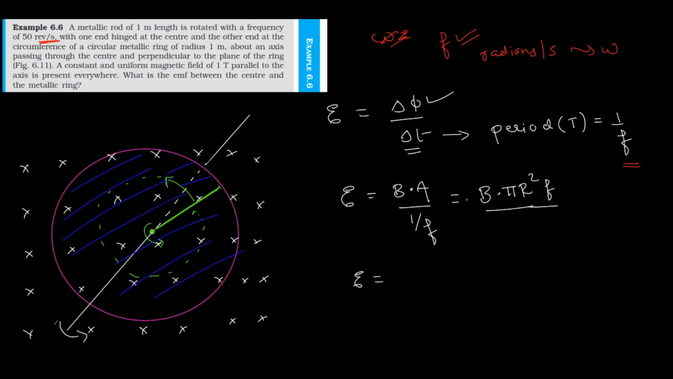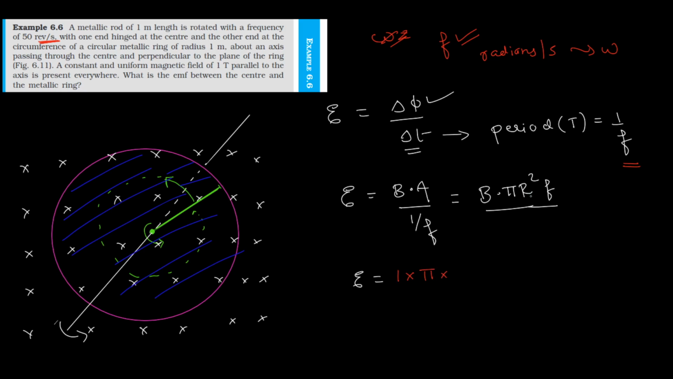Let's calculate this now. So your answer is going to be, induced EMF will be, is there something missing? Nothing. So B pi r squared f, right? So the magnitude of B, how much is the magnetic field? 1 Tesla. So 1 into, how much is pi? I'll just keep it as pi only.